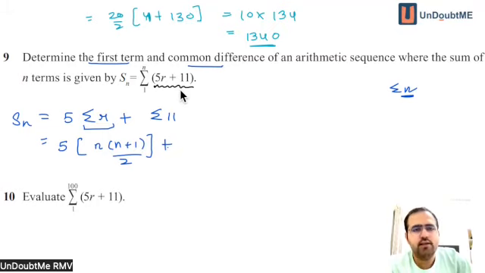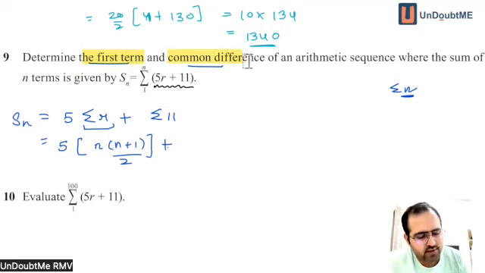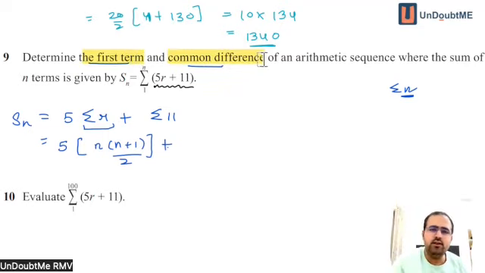Question 9 is not asking us the sum. I want you to do it as practice to find the sum. But if we stick to what is being asked in the question, they're asking the first term and common difference. That can be done very well by putting the value of r as 1, then 2, and then 3. With that, you will get the first and second terms, and from there you can do it.